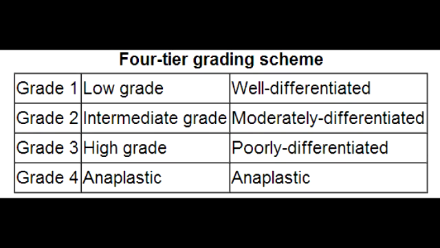What does low grade of 1 indicate? Low grade of 1 indicates that it's well differentiated. That means that it looks the most normal.